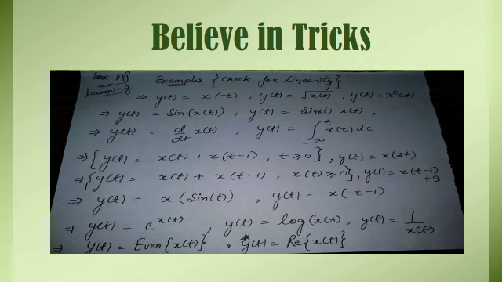y(t) equal to x of sin t. Here x of sin t is only an input. So your system is 1, it is a multiplier, so the system is said to be linear.